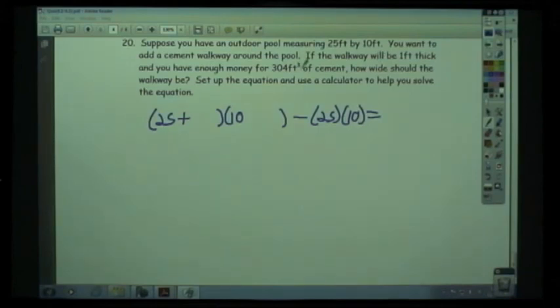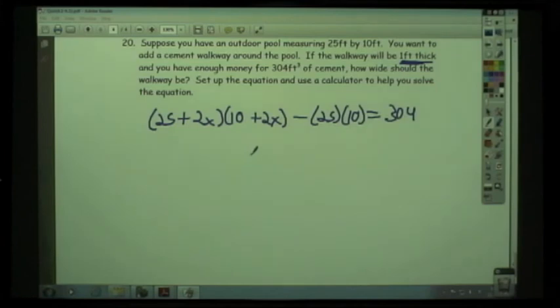It's 304 cubic feet of cement, but it says the walkway will be 1 foot thick, so that means it's 304 square feet that you actually use for the cement. Tried to trick you a little bit there. Some of you got it, some of you didn't. You're going to add the same distance all the way around, so it's going to be 2 x's that you add to the length, and it's going to be 2 x's that you add to the width.